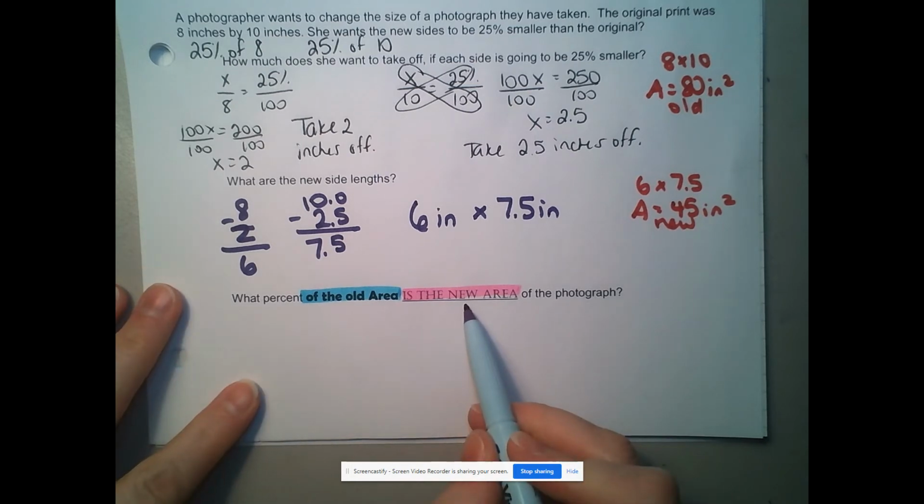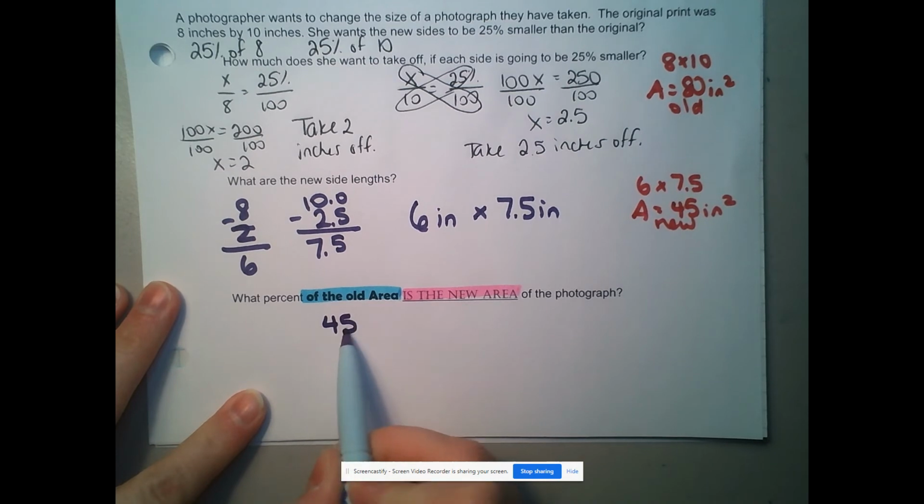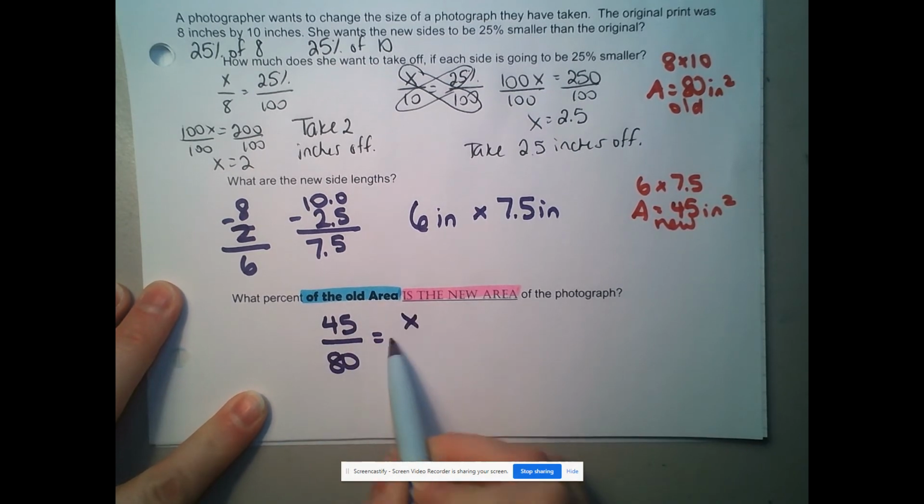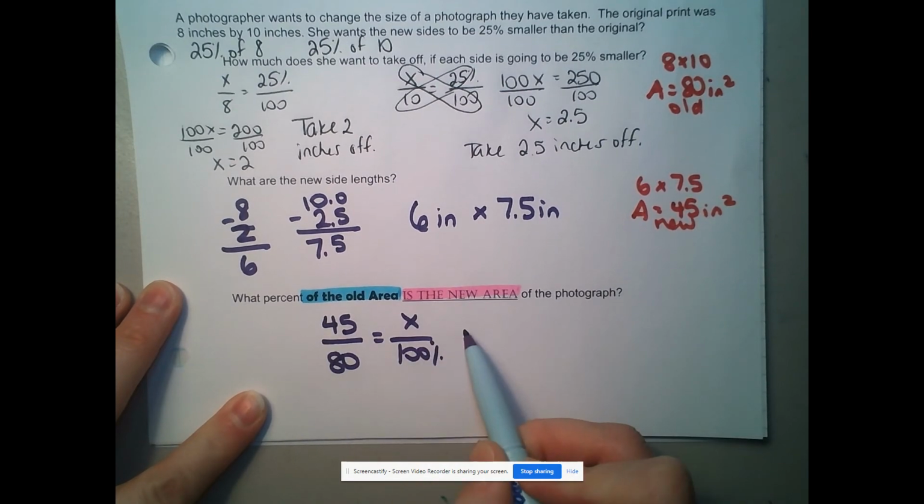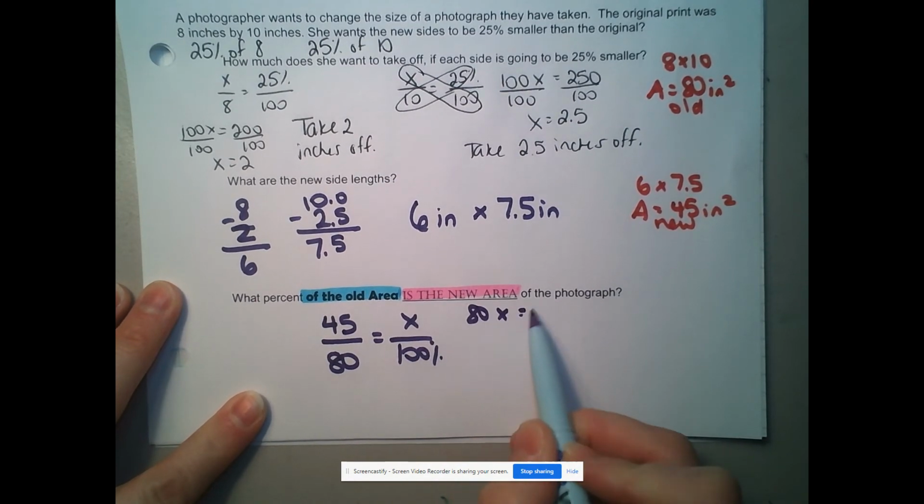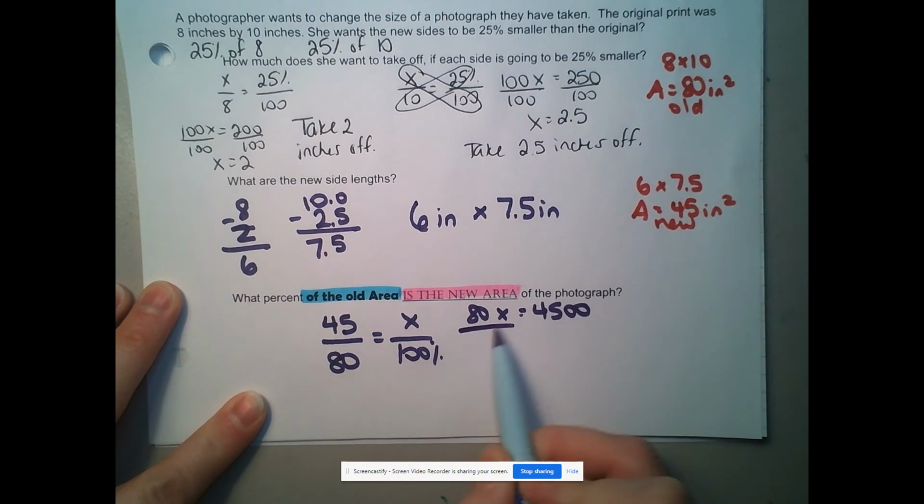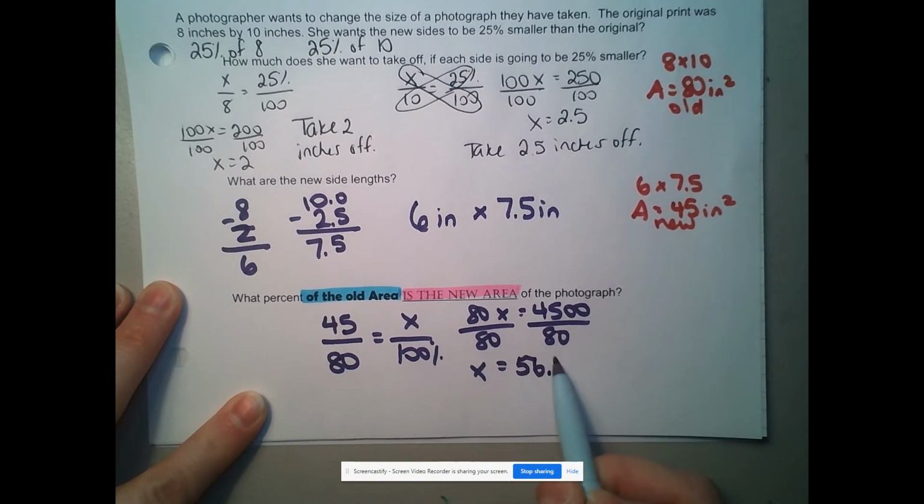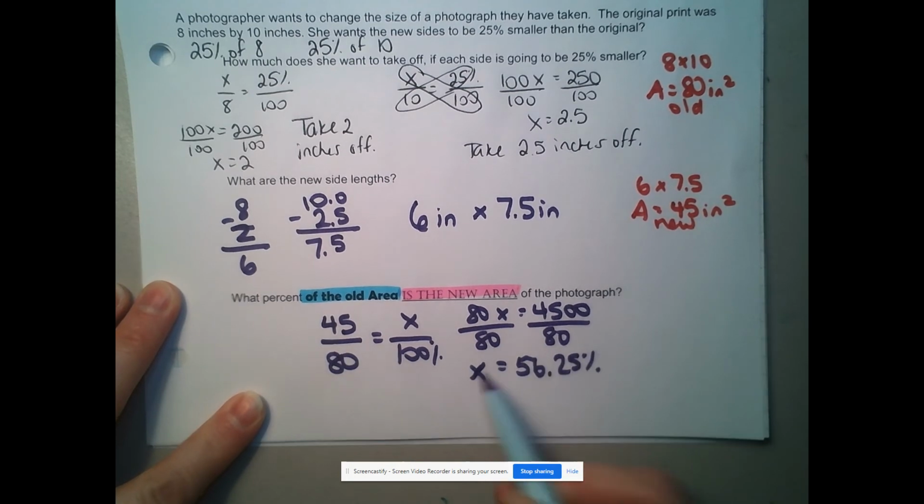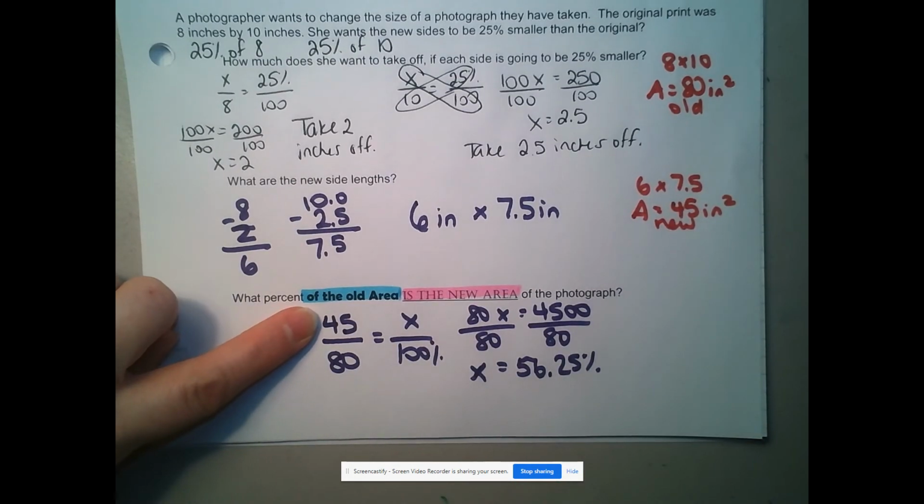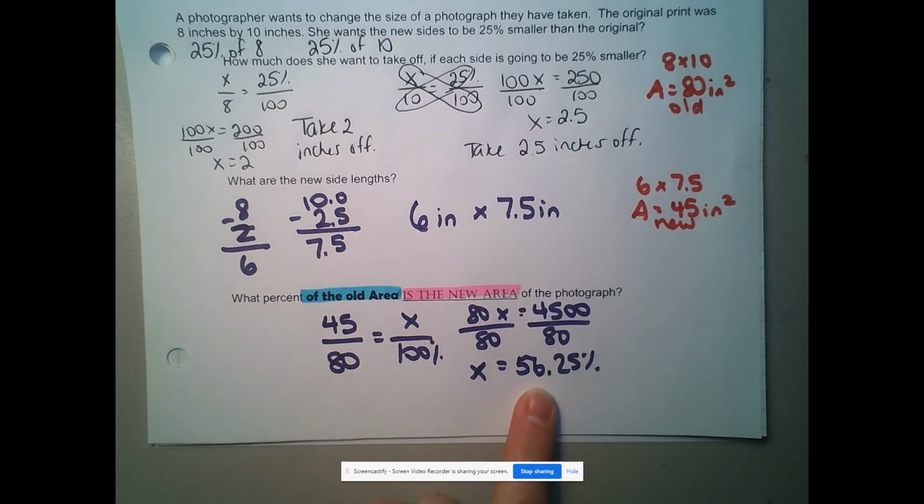So is the new area 45, that's my "is" on the top, of the old area 80, and we want to find the percent. So 45 times 100, 80 times x, and we would divide both sides by 80. X equals 56.25%. What we're saying is the new picture that's only 45 square inches, the new picture is only 56.25% of the original. It went down by way more than 25%.